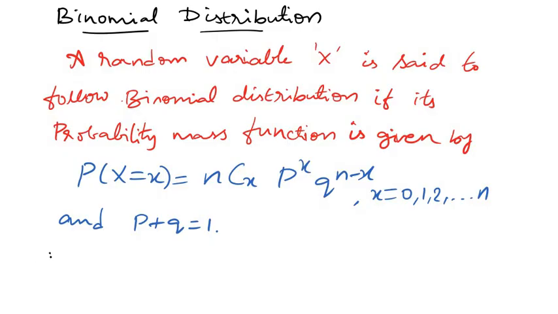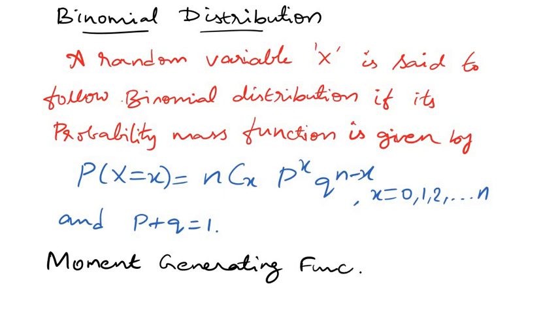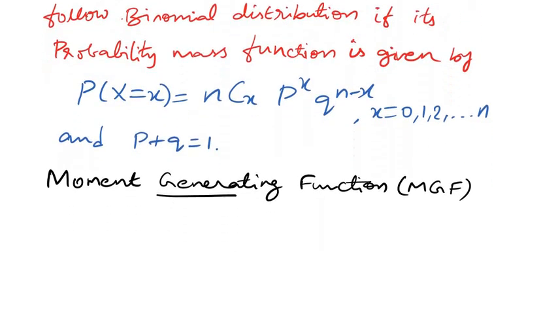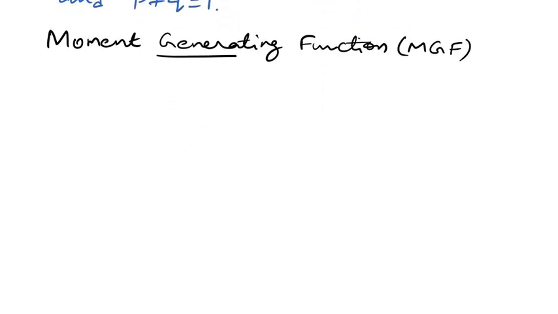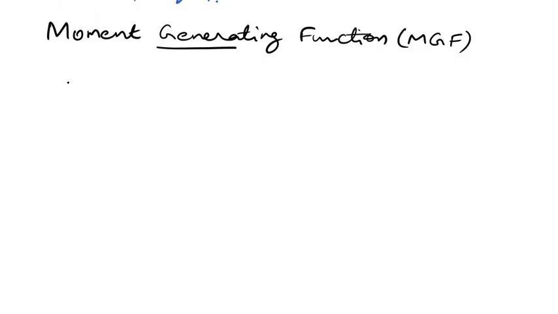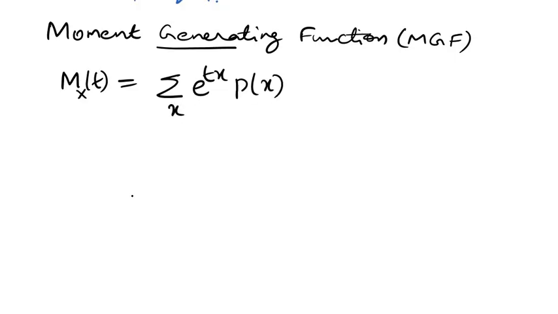Now we see the moment generating function for the binomial distribution, which we call the MGF. Since the binomial distribution is a discrete type problem, the moment generating function formula is given by M of t for the random variable x equal to sigma e power tx probability of x, for all the values of x which is defined in the definition.